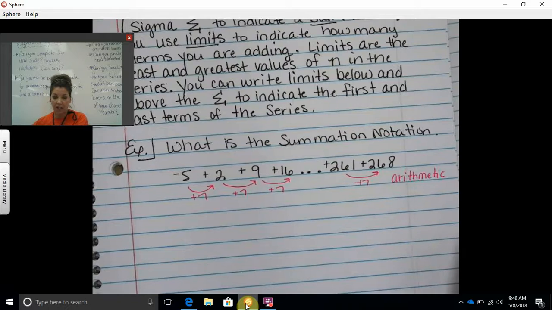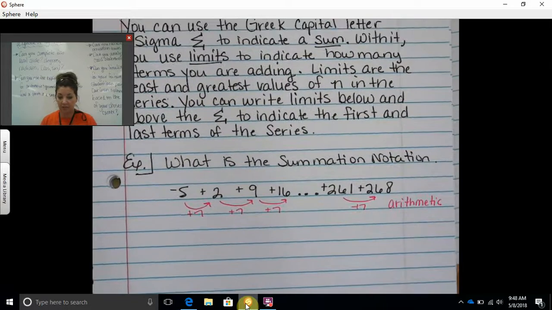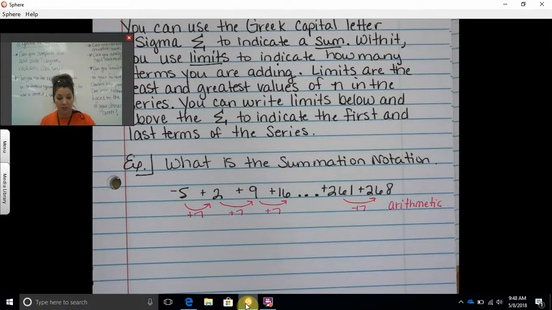So if I'm writing an arithmetic notation, first thing you do, first I'm just going to show y'all how to write the notation, and then I'm going to show you how to, if you're given the notation, how to find the sum of the series, okay? But first I'm just going to show you how to write it and what each part means.